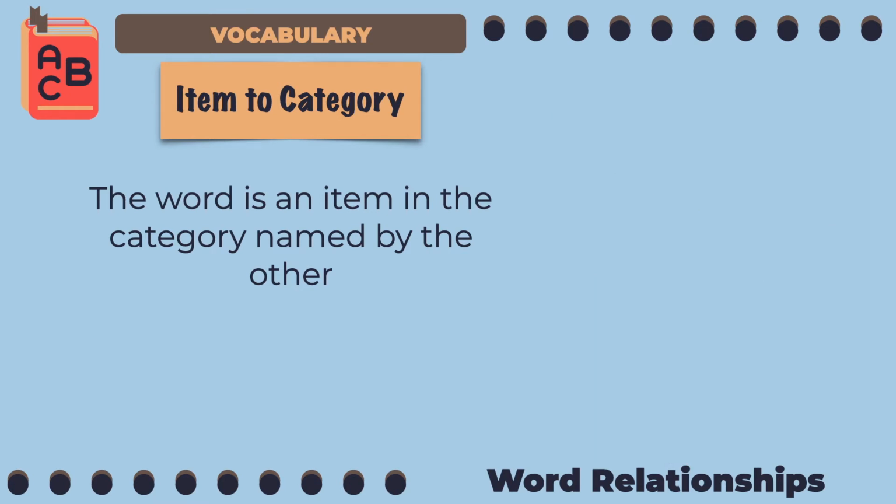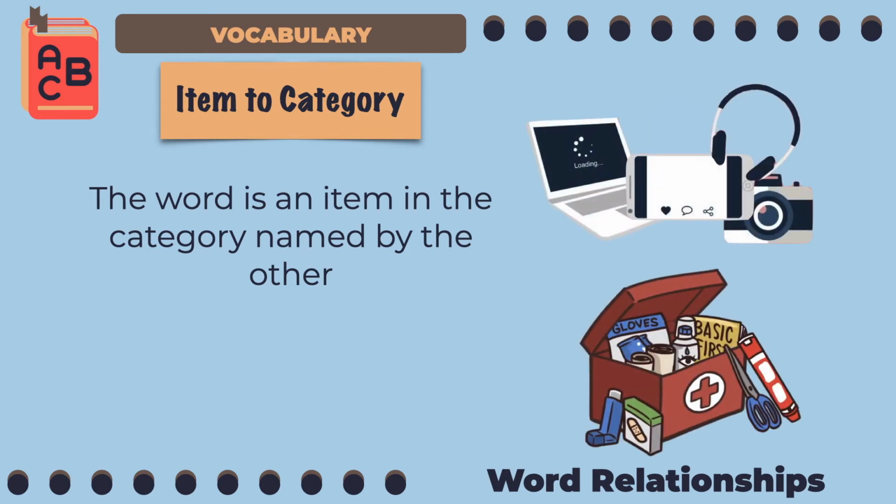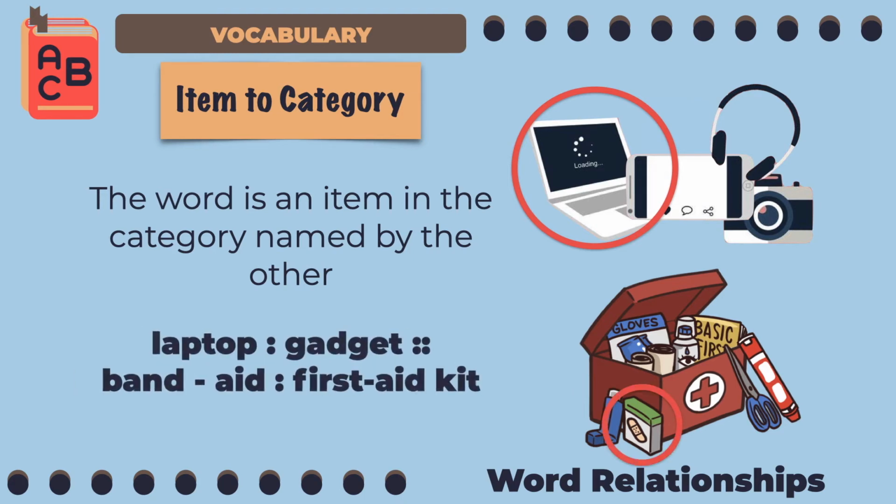Last example of item to category word analogy. You have here a group of gadgets and a first aid kit as our categories. Let's choose one gadget, say a laptop, and one item in the first aid kit, a band-aid. So when we write this analogy, we have laptop is to gadget as band-aid is to first aid kit.